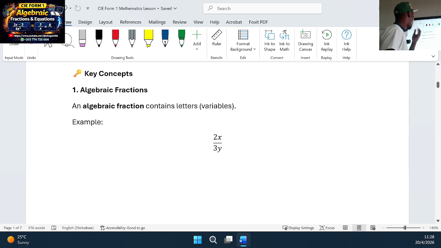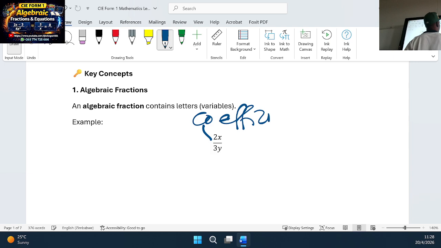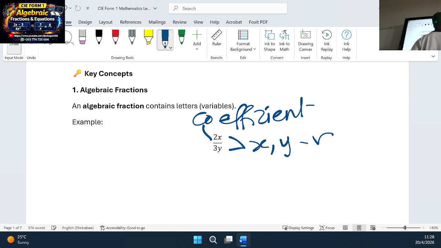Now let's have a look at these basic examples we have. We are given algebraic fractions. This is an algebraic fraction because it contains letters and variables. So numbers multiplying letters, for instance these two here, we call a coefficient. I've got two variables here, which are x and y. We call them variables because their values are not known, so they can vary.